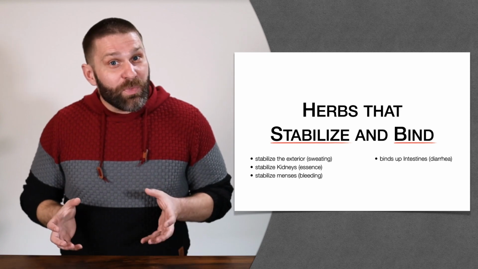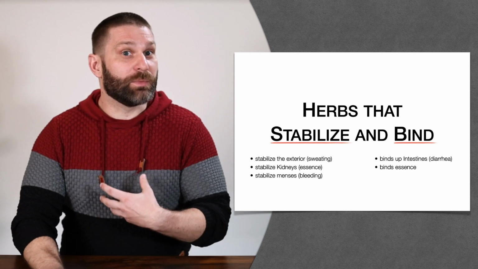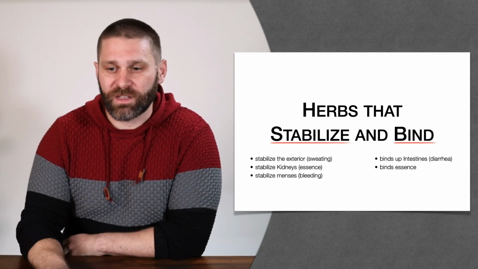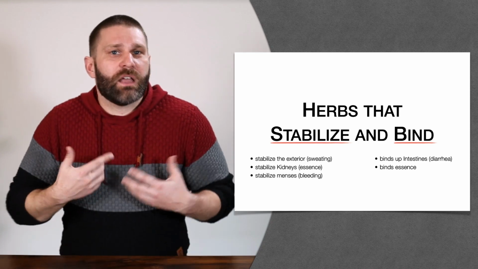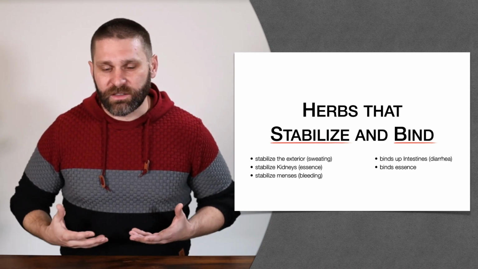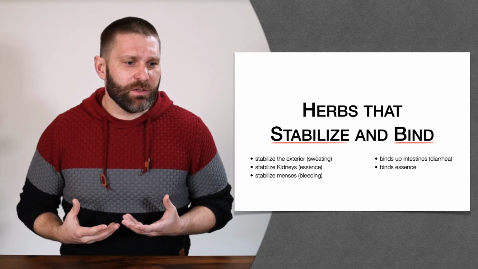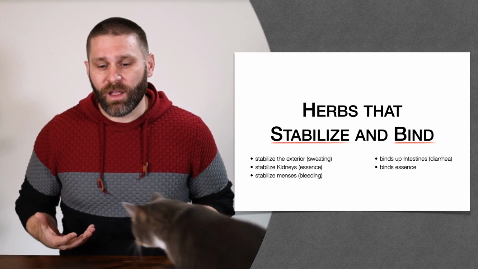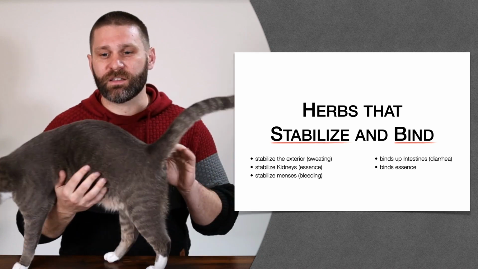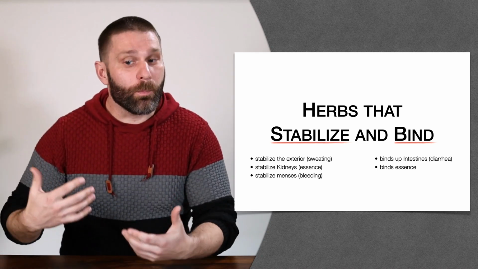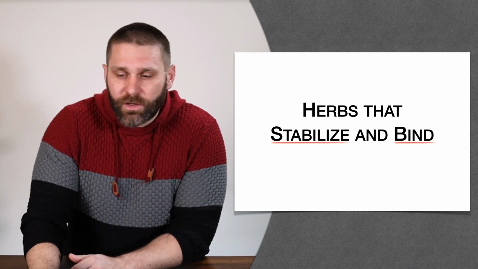We can say bind up the intestine to stop diarrhea, or even bind up essence to stop leakage of essence, as in seminal emission, spermatorrhea, premature ejaculation. So that's why he names this category herbs that stabilize and bind. Those are just the translations of those Chinese words that he uses, and that's what's going to come up in these formula actions. That instead of saying inducing astringency, Bensky will say things like stabilizes the exterior or binds up the intestines. But it turns out there are other books that will use other terms for this.